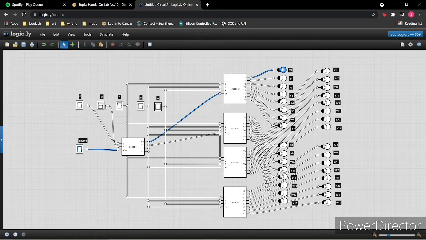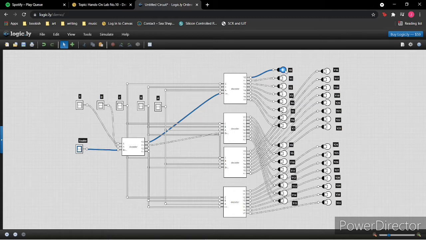So if E and D are 00, Y0 is 1. So the first decoder functions. And if D is 1, Y1 functions, or the second decoder. So that's it. And let's try the output.